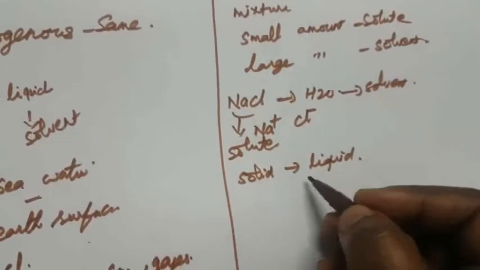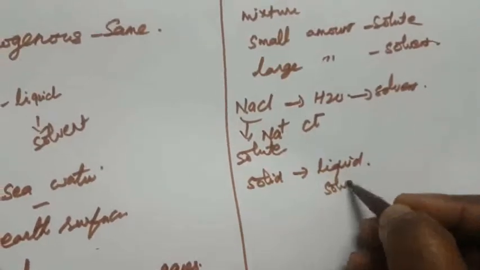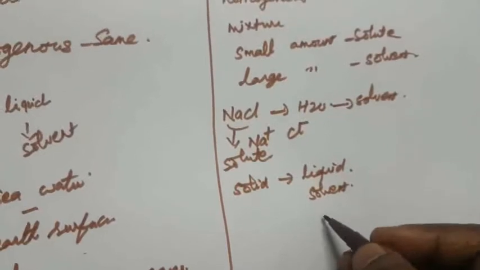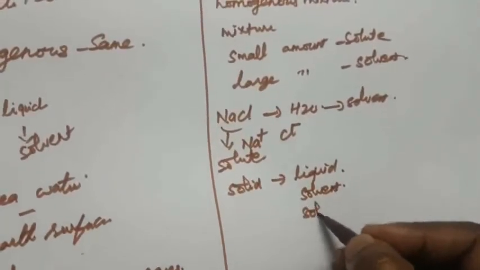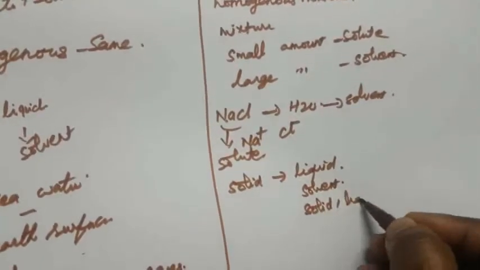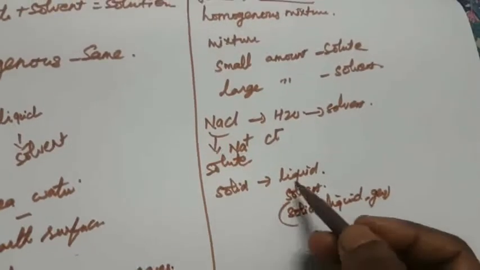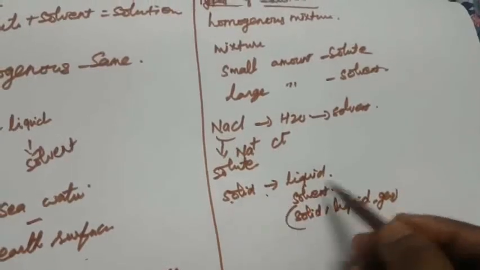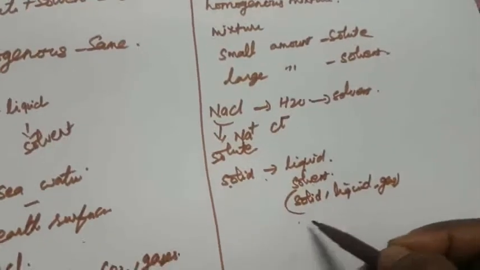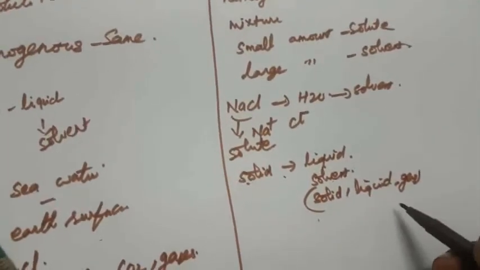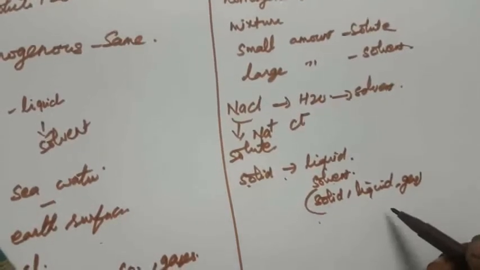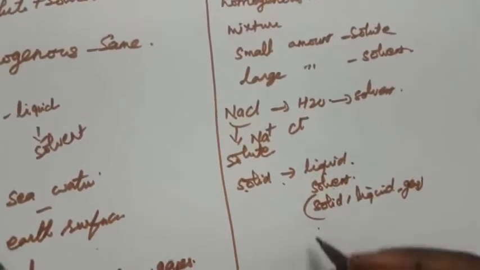The solvent may exist in three states. What are the three states? Solid, liquid and gases. A solid dissolved in a liquid is one kind of solution. The solvent may be solid, liquid or gas. If water is used as the solvent, the resultant solution is called an aqueous solution.